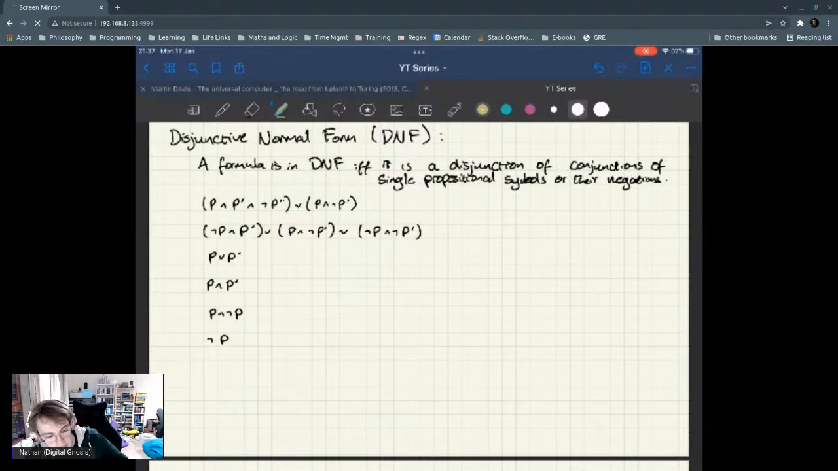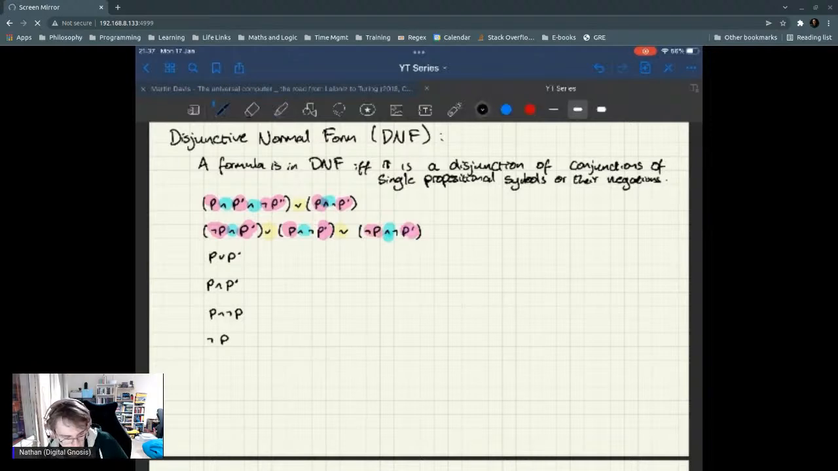So a formula is in disjunctive normal form if and only if it's a disjunction of conjunctions of single propositional symbols or their negations. Okay. So what does that mean? Well, these are all some examples of formulas that are in disjunctive normal form. So you can see it's a disjunction. So see these disjunctions here. A disjunction of conjunctions. I'm going to do these in blue. That's not a conjunction. Of single propositional symbols or their negations. So, these things, as you can see.